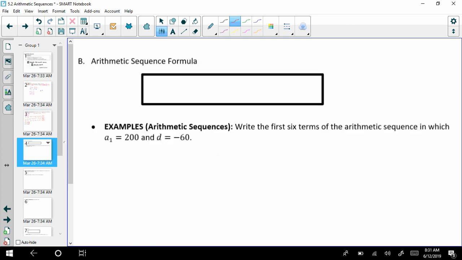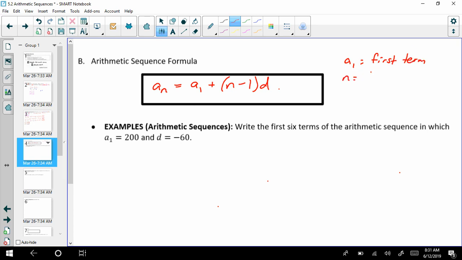All right, so since we have a specific type, we have a formula for this that will help us get or generate terms in the sequence. So my formula for an arithmetic sequence is a sub n equals, and this will allow me to plug any number I want in for n. I take a sub 1, which is my starting term, plus the quantity n minus 1 times d.